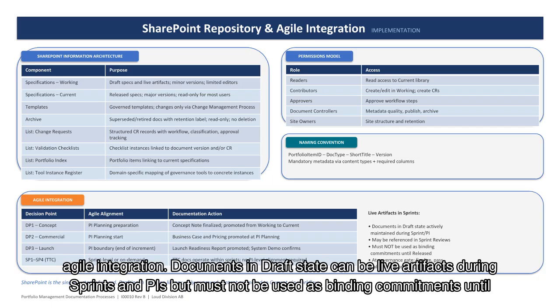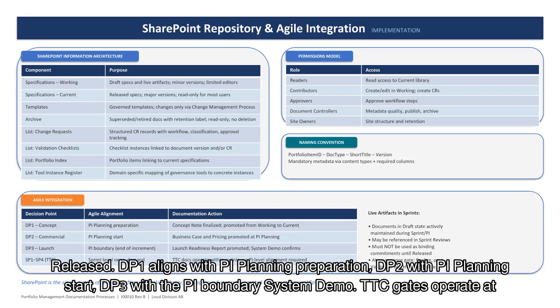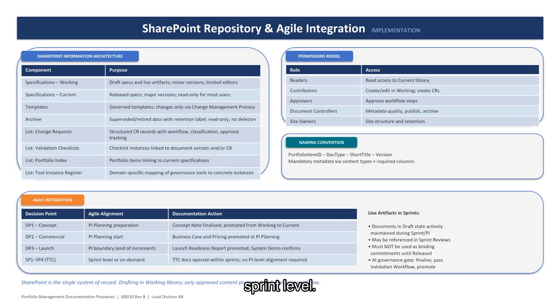Bottom, Agile integration. Documents in draft state can be live artifacts during sprints and PIs but must not be used as binding commitments until released. DP1 aligns with PI planning preparation, DP2 with PI planning start, DP3 with the PI boundary system demo. TTC gates operate at sprint level.